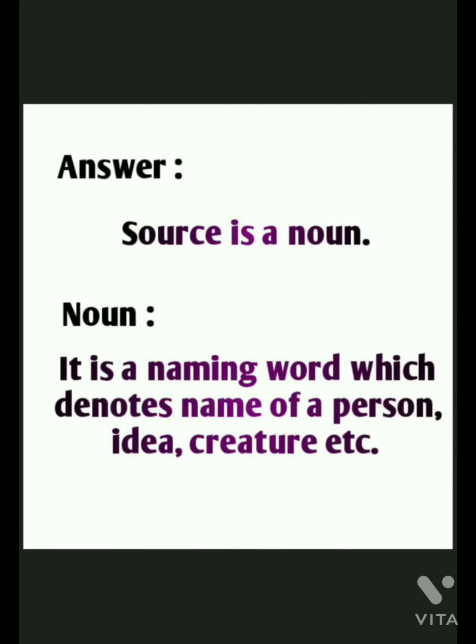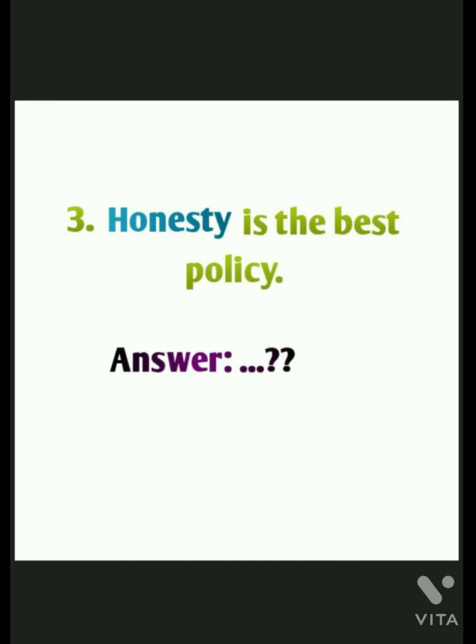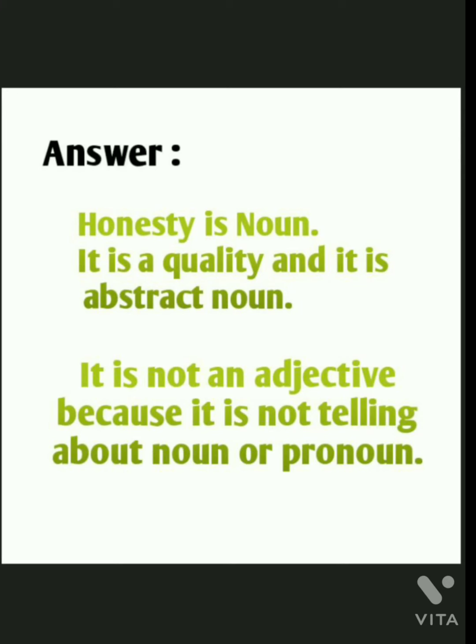So moving to the third one. Here the third sentence is: honesty is the best policy. As the word honesty is in another color, we have to identify to which part of speech it belongs. Here you have to get clarity on whether a noun or pronoun is present in the sentence or not. Hope you got the answer. So in the sentence, honesty is the best policy, honesty is a noun. It is a quality and it is an abstract noun. It is not an adjective. Clear? It is not an adjective because it is not describing any noun or pronoun here. Now let's move ahead.